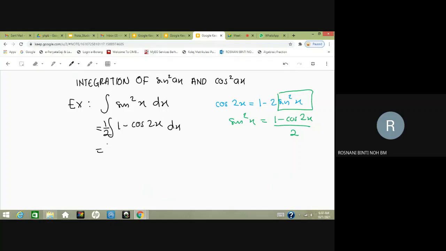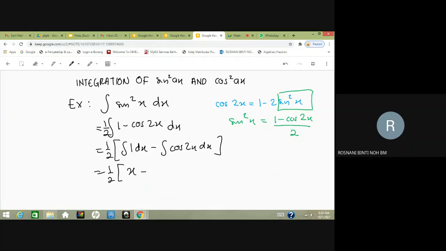So what we have here is the integration of 1 minus cos 2x. Or you can split the integration: integrate 1 dx minus integrate cos 2x dx. So this is a simple integration. Integrate 1, integrating a constant will give you x. This one we have learned before.